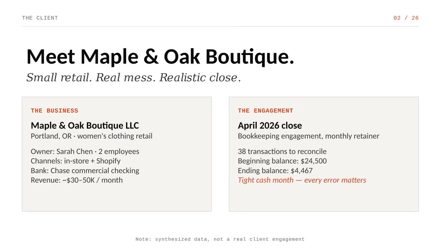The client is Maple and Oak Boutique, a small women's clothing retailer in Portland. Two employees, owner operated, mixed online and in-store sales through Shopify. Revenue is in the 30 to 50,000 a month. April was a tight cash month. They started with 24,500 and ended with about 4,400. The cash crunch is part of what makes reconciliation errors so expensive. When cash is tight, a missed duplicate charge or a miscategorized expense can hurt the client.